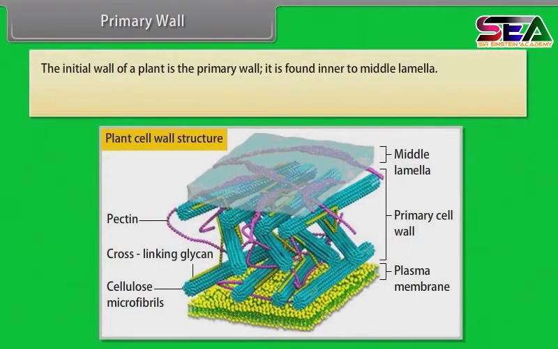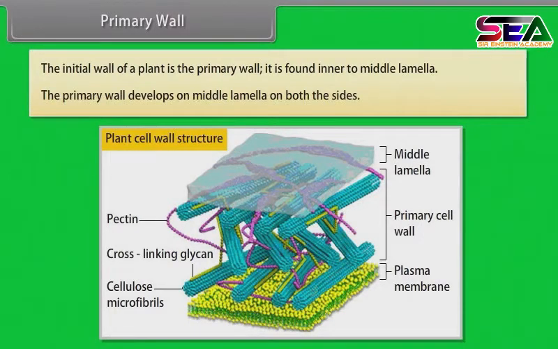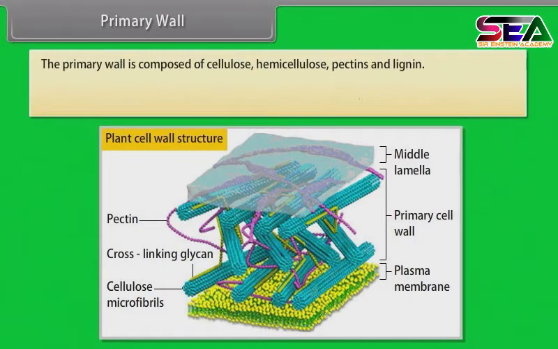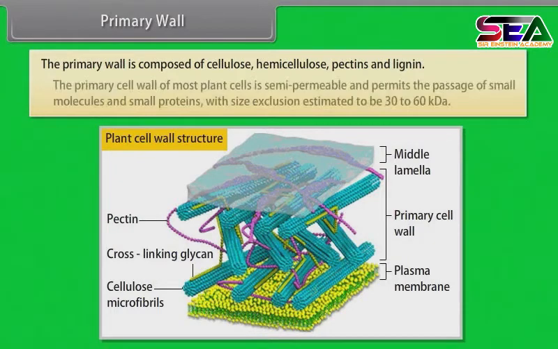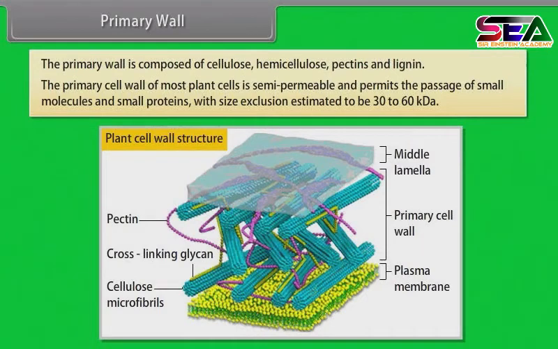Primary wall. The initial wall of a plant is the primary wall. It is found inner to middle lamella. The primary wall develops on middle lamella on both the sides. The primary wall is composed of cellulose, hemicellulose, pectins and lignin. The primary cell wall of most plant cells is semi-permeable and permits the passage of small molecules and small proteins with size exclusion estimated to be 30 to 60 kDa or 30,000 to 60,000 atomic mass.